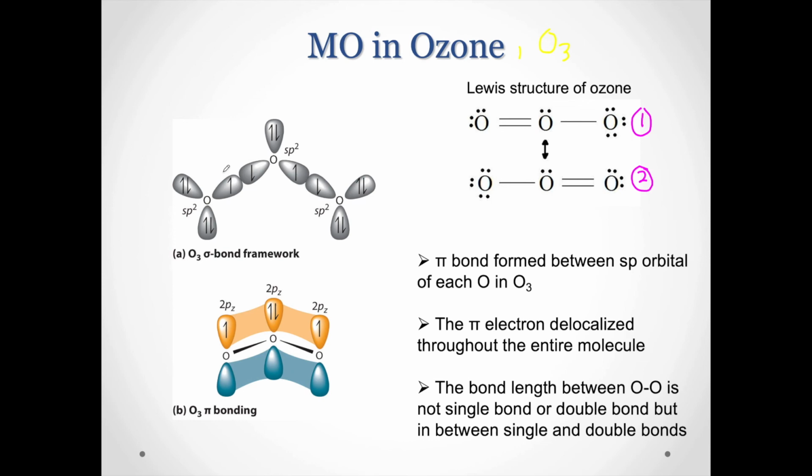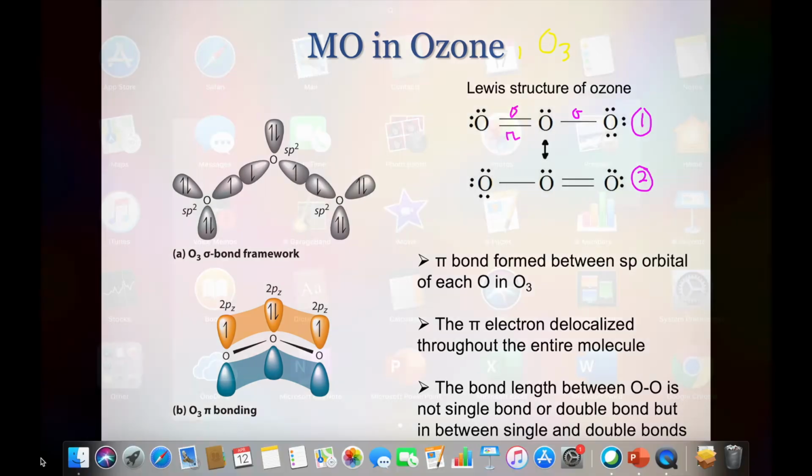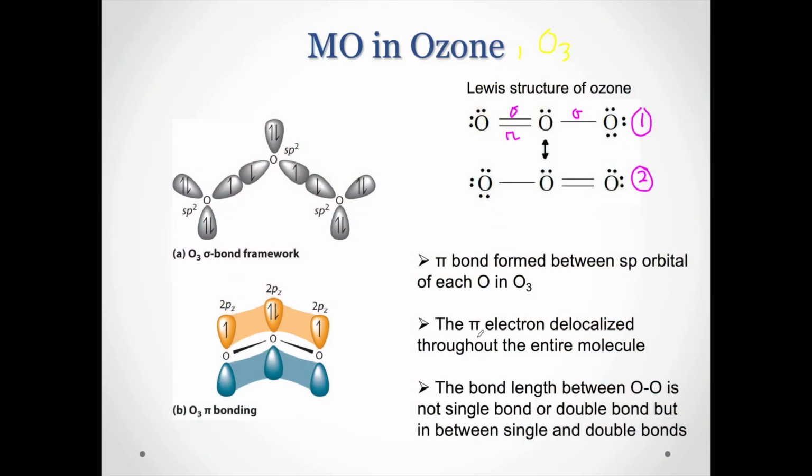Here we have a pi bond formed between the p orbitals of each oxygen in O3. This is sigma, this is sigma, and this is a pi bond. The pi electrons are delocalized throughout the entire molecule. It can be here, or here, or here, or here. So it is delocalized.